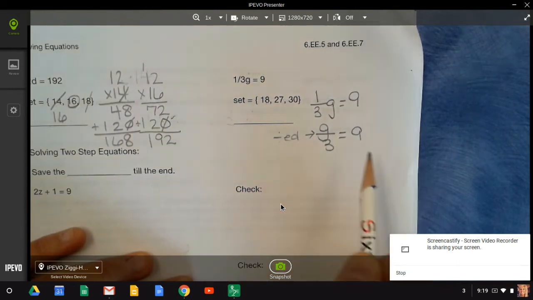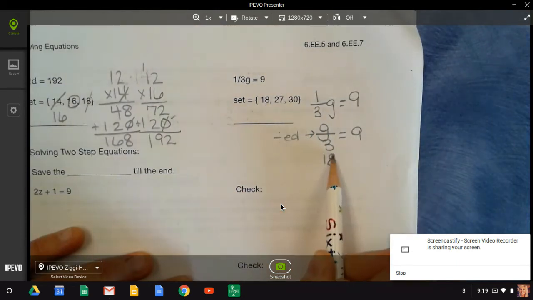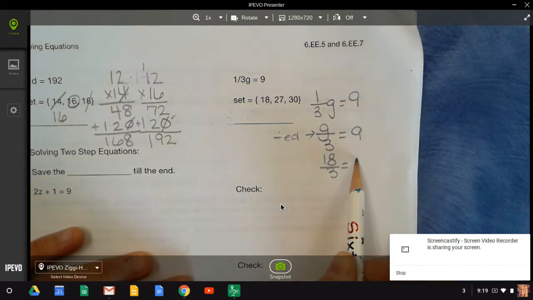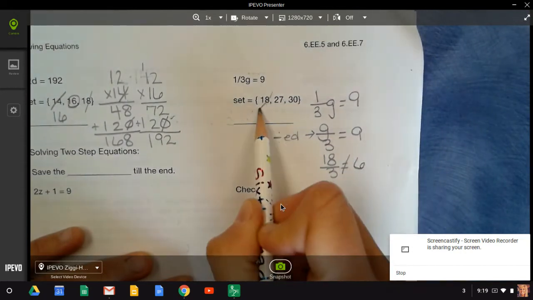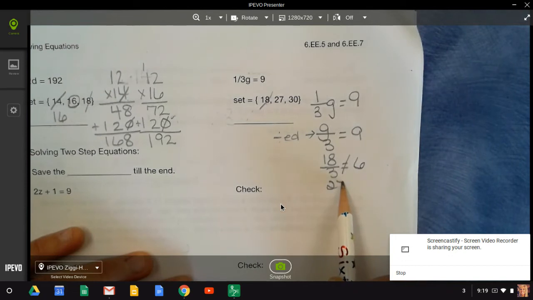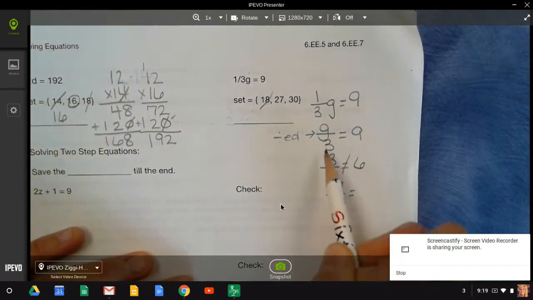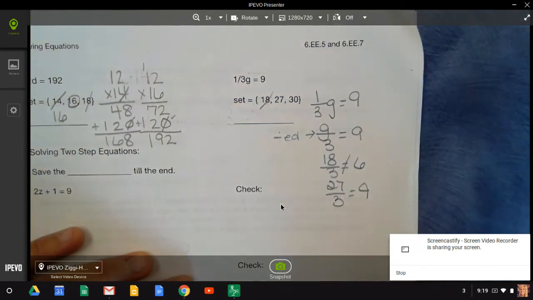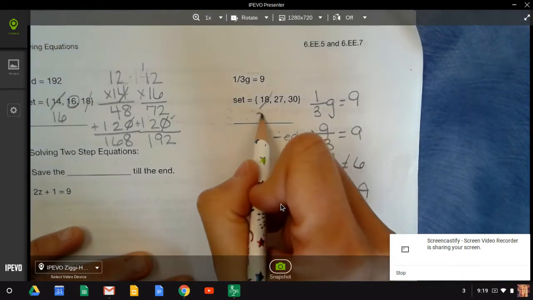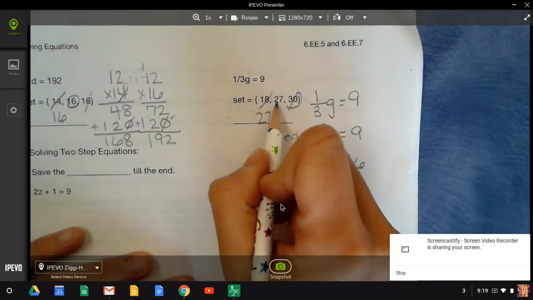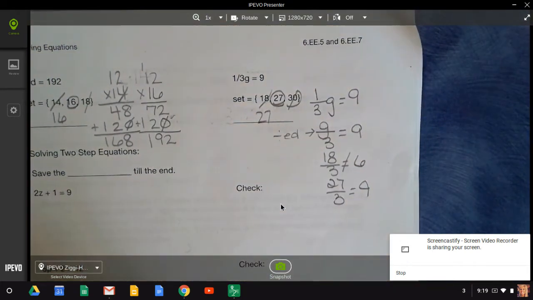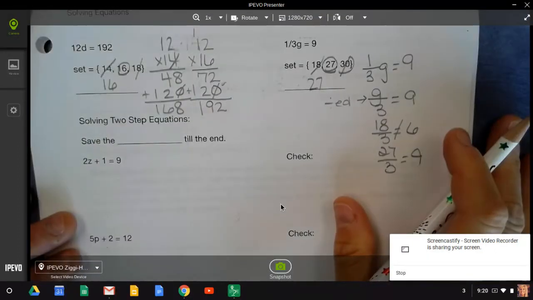divided by. So we're going to take 18 and divide it by 3, and that gives us 6, so that does not work. We're going to take 27 and divide it by 3. That gives us 9. That does work, so there is no need to go on to 30. So we're going to cross 30 off, circle 27, and that is how you use substitution to solve equations.